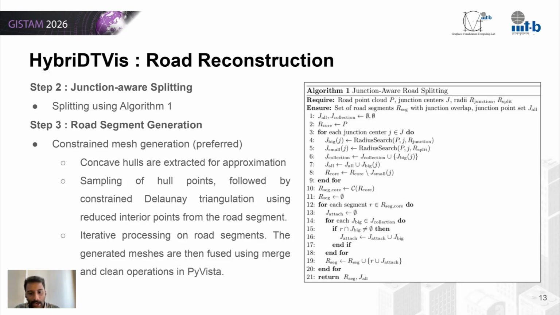This gives us a set of individual road segments with junction geometry attached, which can then be used for consistent surface reconstruction and merging. For surface generation, we use concave hulls to approximate the boundaries. Then we apply constrained Delaunay triangulation using reduced interior points from the road point cloud. Finally, the segments are merged and cleaned using PyVista to form watertight road meshes.